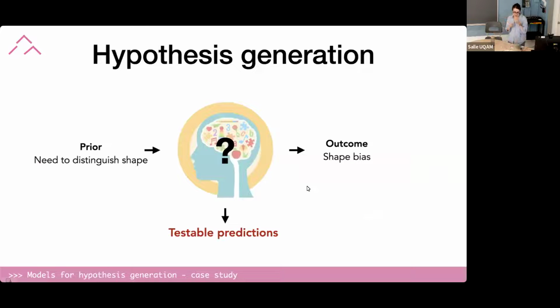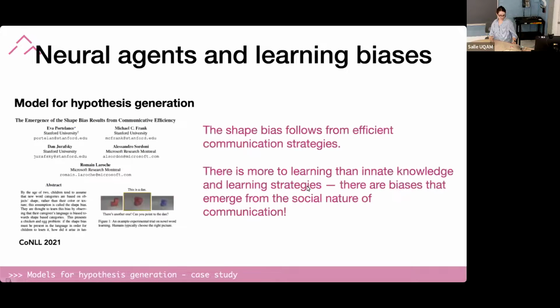So with this hypothesis generation approach, we were able to generate testable predictions that we could go look for evidence for in people. And once we found that evidence, we can then make the hypothesis that this might also be the reason we have a shape bias in the first place in people, right? Maybe it's just because we have a high need to communicate these shape distinctions, at least when we're talking about artifacts. All right. So what have we learned?